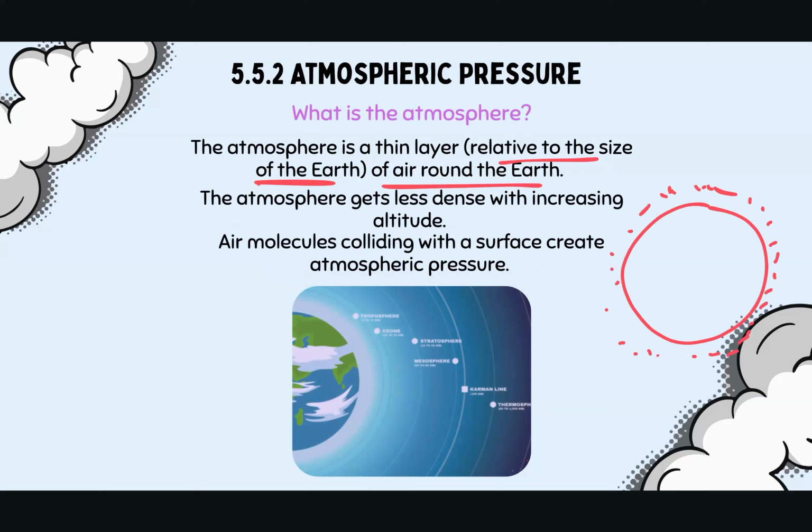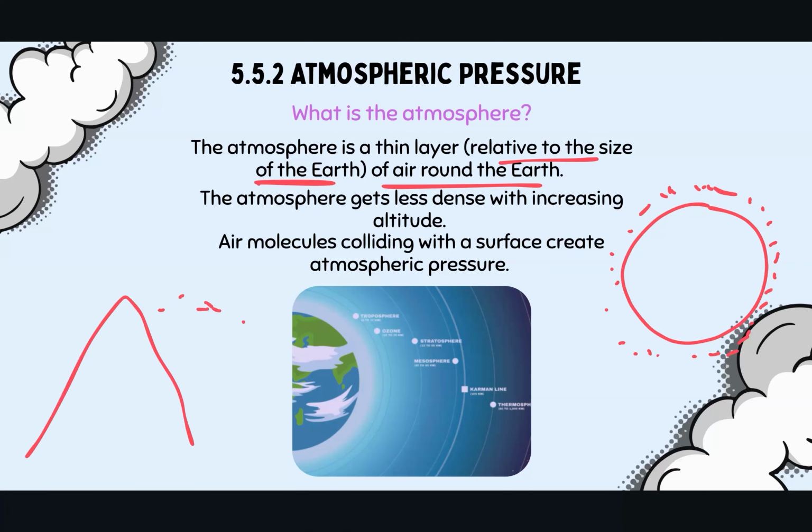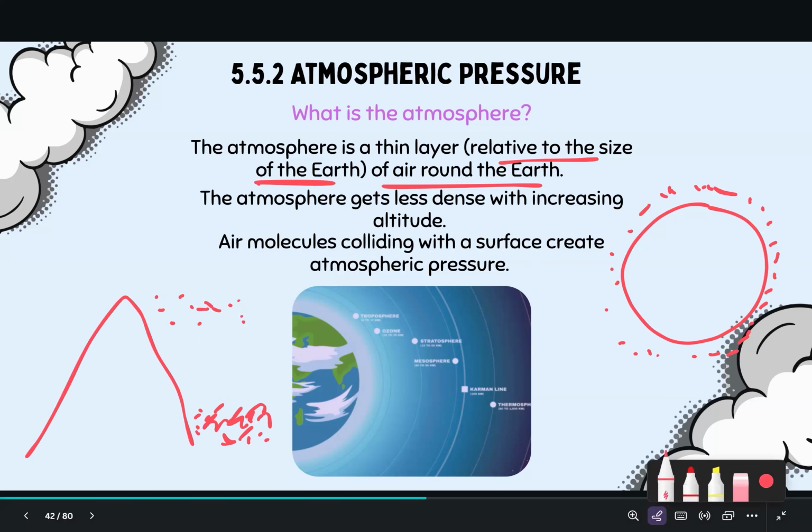The atmosphere gets less dense with increasing altitude. So the higher up we are, the thinner the air. Air molecules colliding with a surface create atmospheric pressure. When air particles collide with something, that's pressure. But as you go higher up, the pressure decreases because you've got fewer particles. You've got more particles towards the bottom.